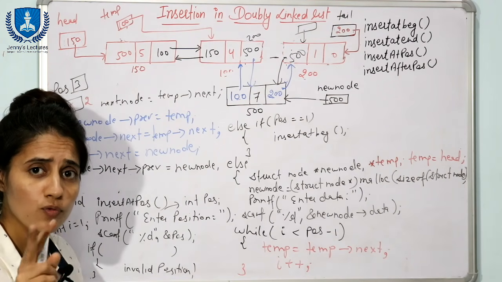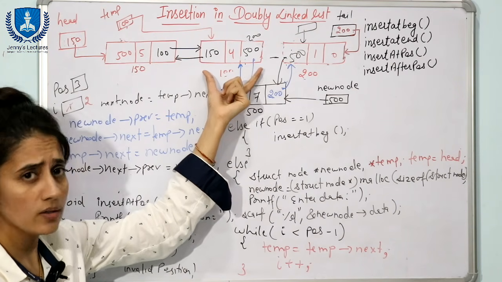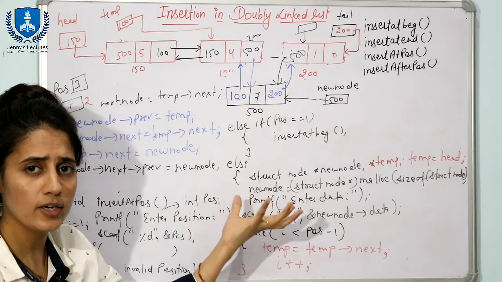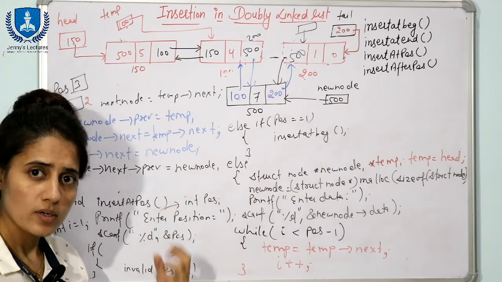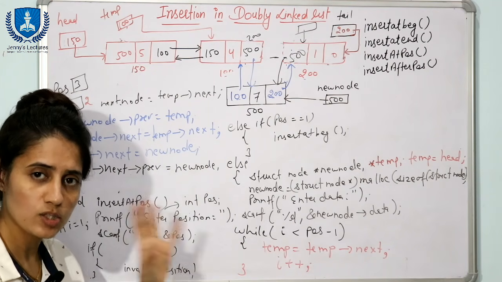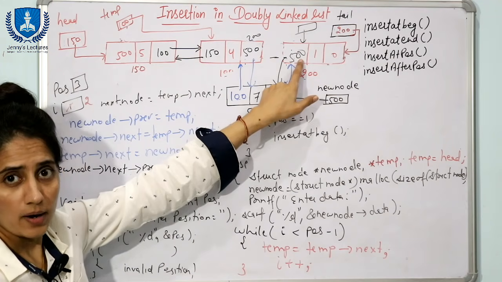But see, the concept of two pointers we basically use in a singly linked list, but here a single node has both the previous node address and the next node address. So there is no need to maintain two pointers. Using a single pointer only, we can insert any node at any specific position.